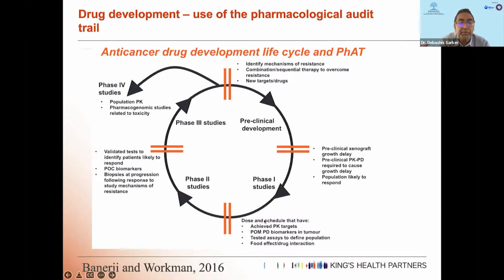So from a phase I drug development perspective, we need to identify a dose and schedule where we've achieved the pharmacokinetic targets, where we've demonstrated proof of mechanism pharmacodynamic biomarkers within the tumor, and we need to have been able to test assays to define that patient population if that's not clear up front. And sometimes, depending on the drug, we might need to think about things like food effects and drug interactions. Okay, so this is just an important concept when you're thinking about phase I drugs, how to assess them and think whether they are suitable for further evaluation and testing.